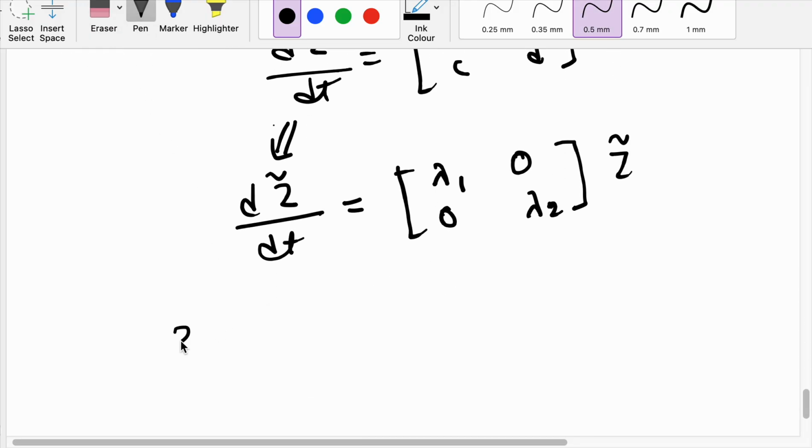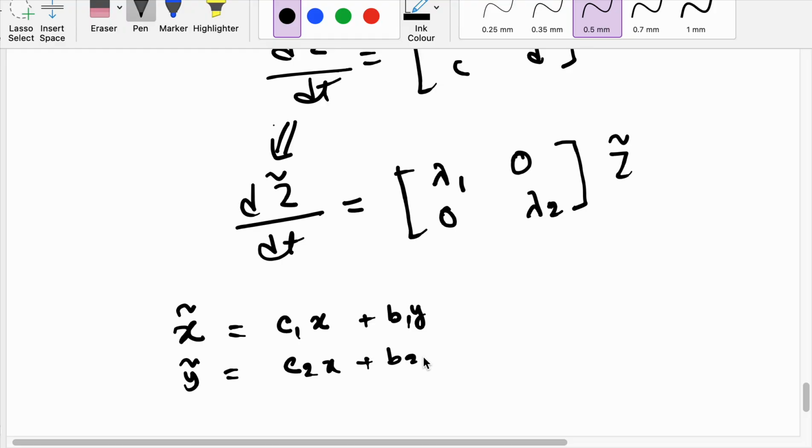Z tilde means now we'll get x tilde equal to some constant into x plus some constant into y, and y tilde will be some constant into c1 b1 and c2x plus b2y. In this case, lambda 1 and lambda 2 are the eigenvalues, exactly.